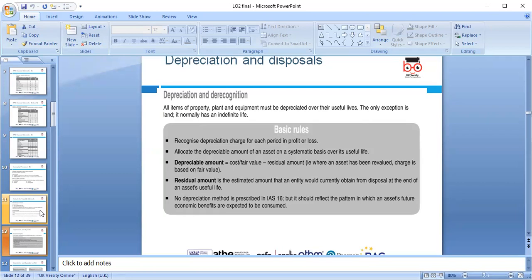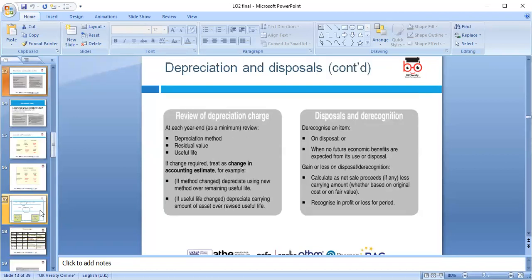Impairment and impairment losses we mentioned in the previous lesson, along with the residual amount. IAS 16, property, plant, equipment: these are the items which we need to depreciate. On the disposal of the asset, review the depreciation, and it should be reflected accordingly in the statement. If the asset is disposed of, we either have a gain or a loss on the asset which we dispose of, and we should show it accordingly in our financial statements.